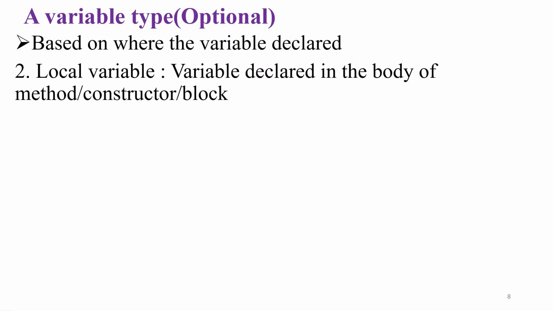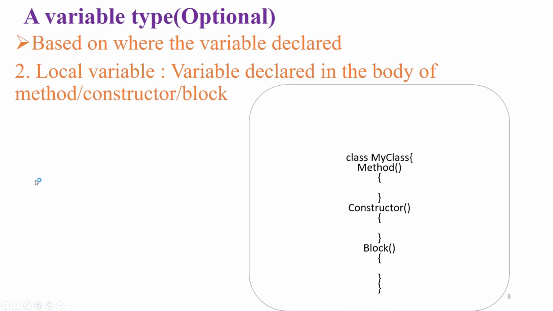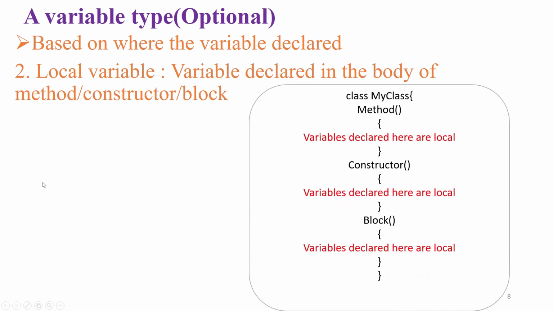The second type of variables are local variables. Variables declared in the body of methods or constructors or blocks are known as local variables. As you see here, the local variables are declared in the body part of the method or constructor or block. These variables are only accessible in the method or constructor or block where they are declared.